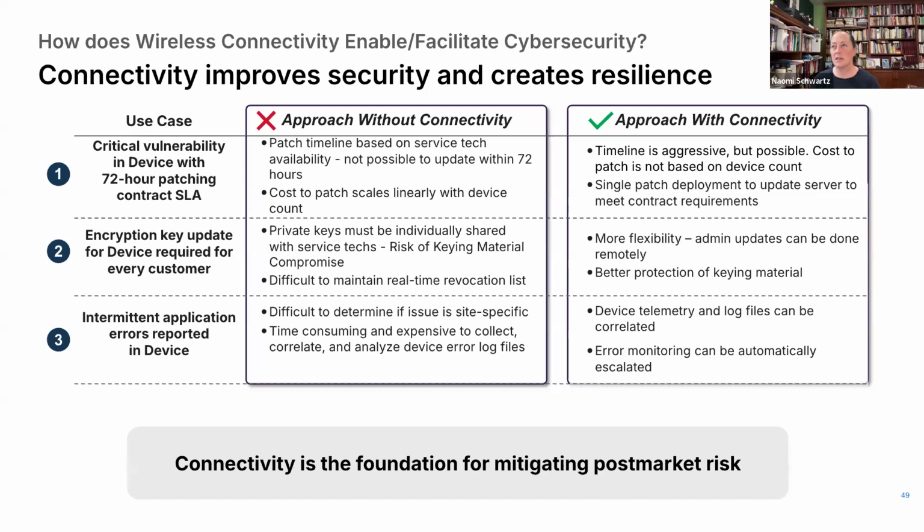Connectivity does improve security and create resilience. So if you need to be able to get out there and do 72-hour patching, it's kind of hard without connectivity, right? You've got to get a lot of people out into the field really fast and get these patches applied. Your timeline is aggressive, but it's possible when you're connected. The cost to patch is not based on device count. If you have 500 devices in the field, you have to send out either 500 technicians or it takes a number of weeks to do it. Versus, well, they're all connected to the internet. I can just reach out and touch each one and say, I have a patch, accept it, confirm it's done, and check it off your list.